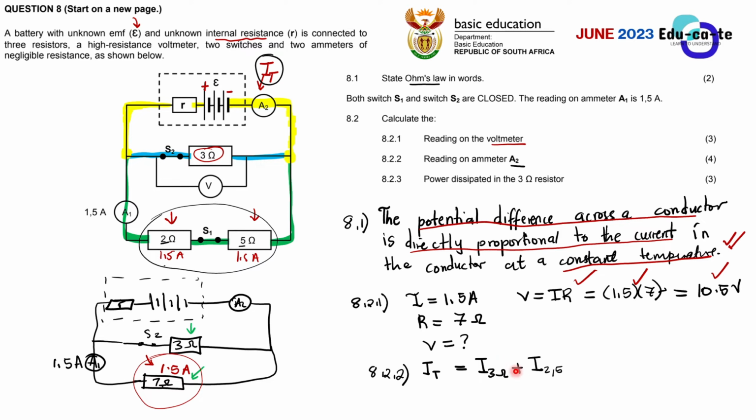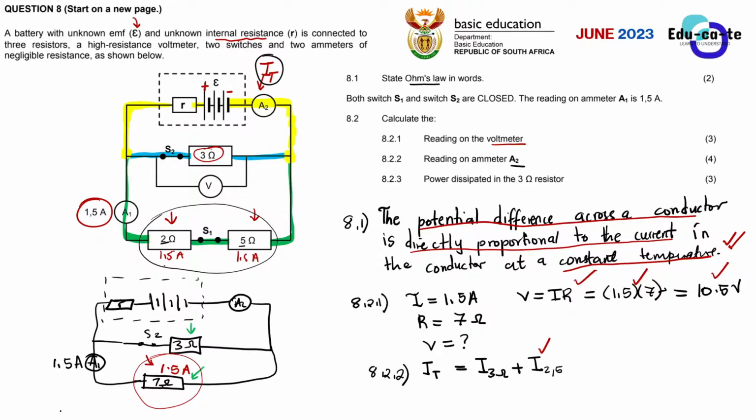So how do I have the current through the 2 and the 5 ohms resistor? Because I've been given it here by this ammeter. So I do have this one, but I don't know the current through the 3 ohms resistor, but I can find the current through the 3 ohms resistor. How can I find it? I can find it by just using what I know.